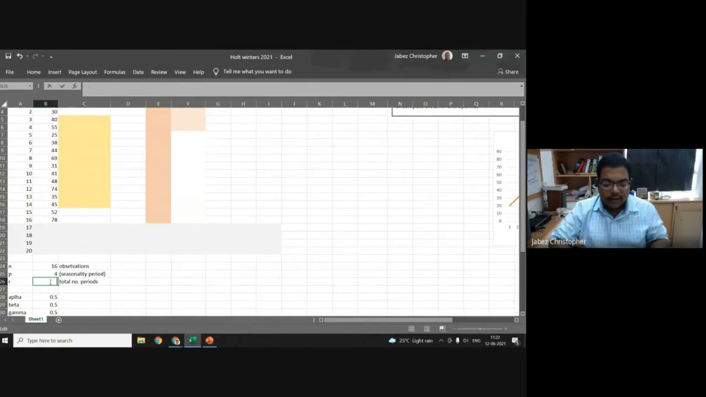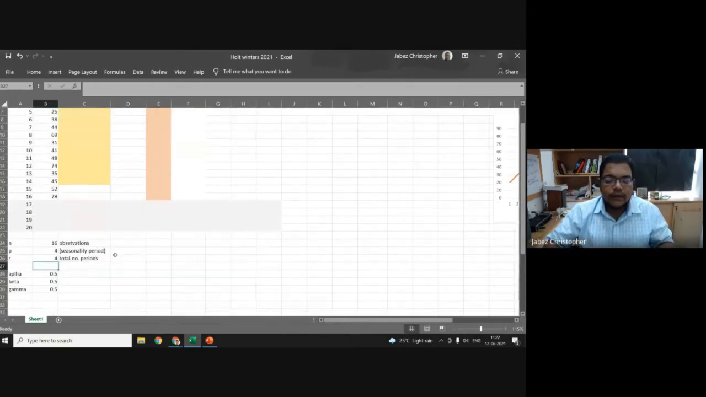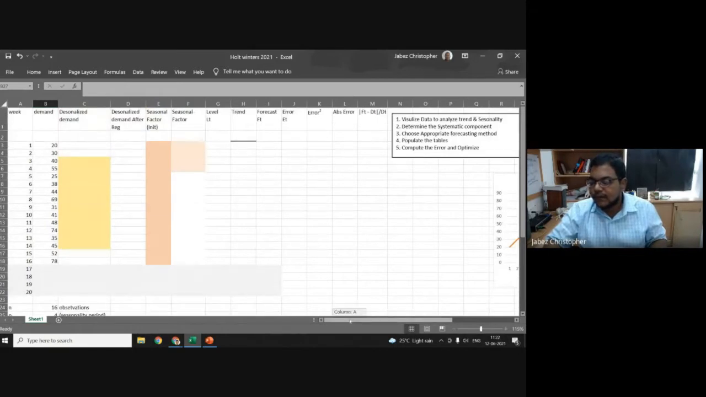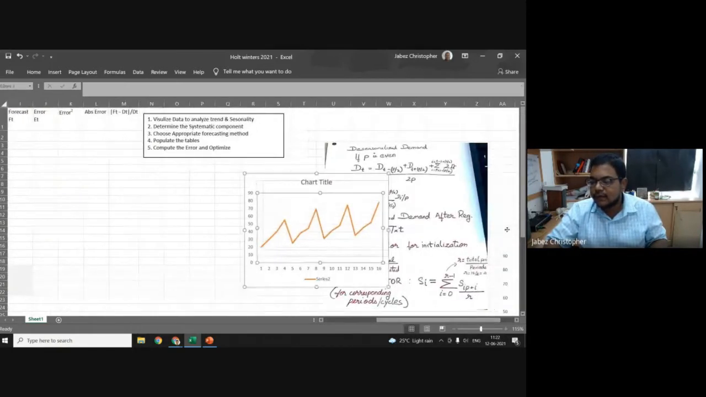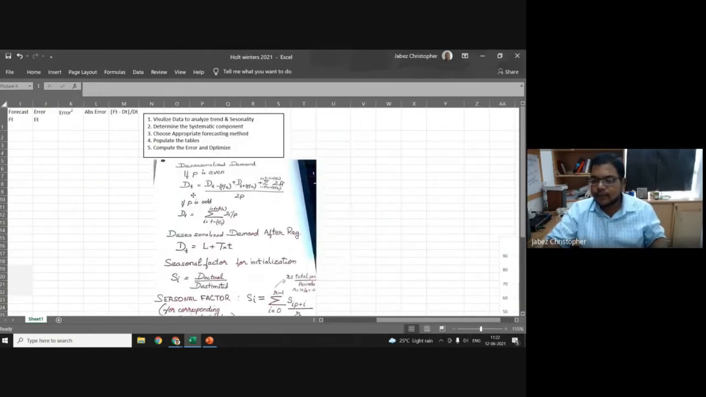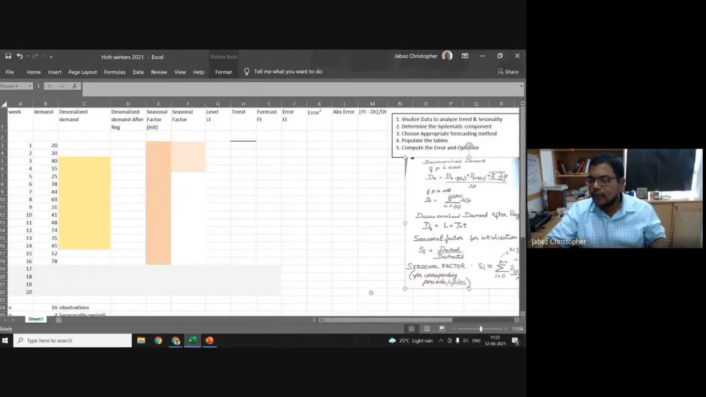It's directly entered here. Since I assume it to be periodic, it's going to be 16 by 4, or 16 by p, right? Hope you got it. Now, since I see the number of periods is four, it is even. So I use the first approach for deseasonalizing this. I use the first approach when P is even.